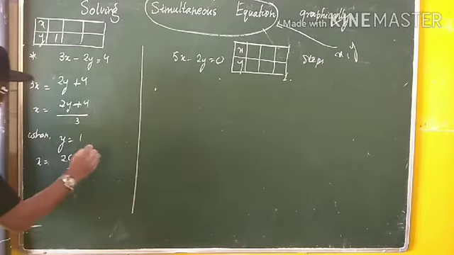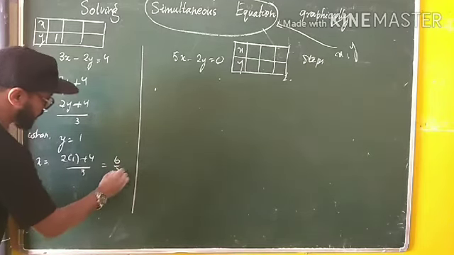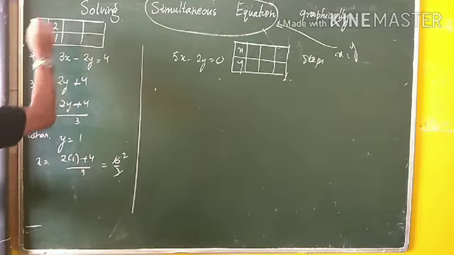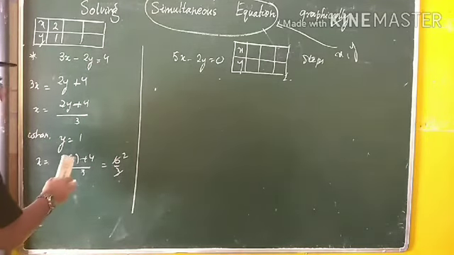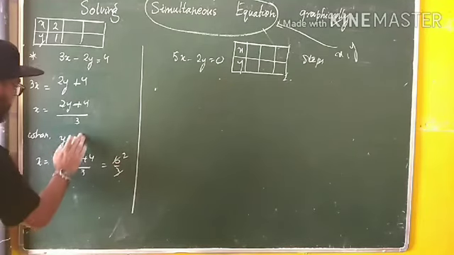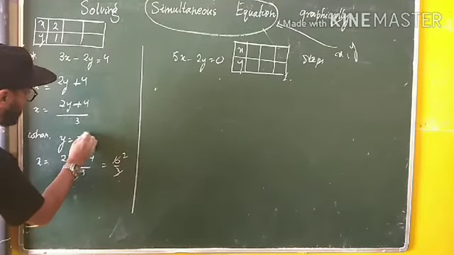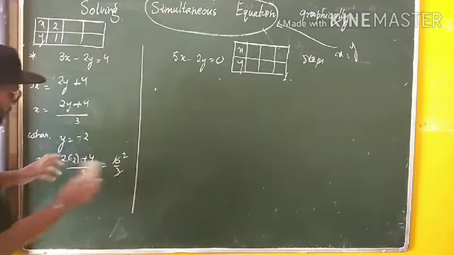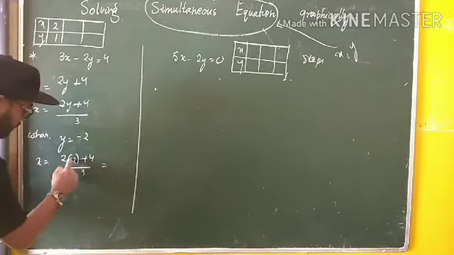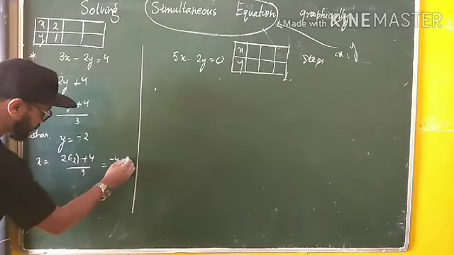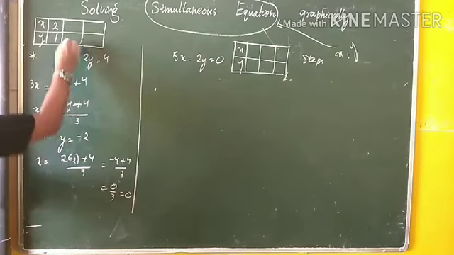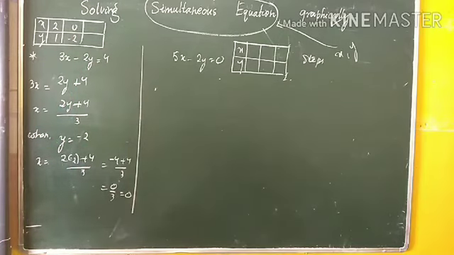So 2 ones are 2 plus 4 is 6, divided by 3. 3 twos are 6. So when y is equal to 1, x is equal to 2. Similarly, for the second value, let's take minus 2. Why am I taking minus 2? Because 2 twos are 4, plus into minus is minus, so minus 4 plus 4 will give you 0, and 0 divided by 3 is 0. So when we take y as minus 2, x will be 0.